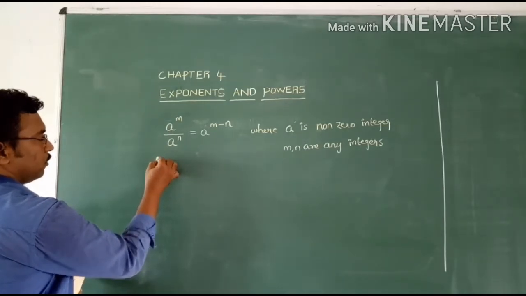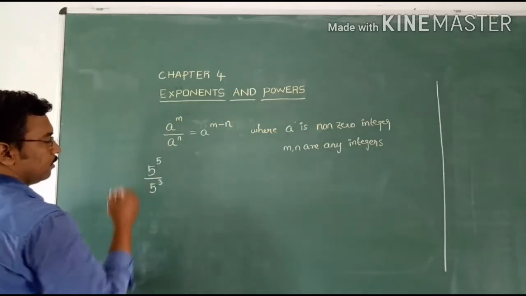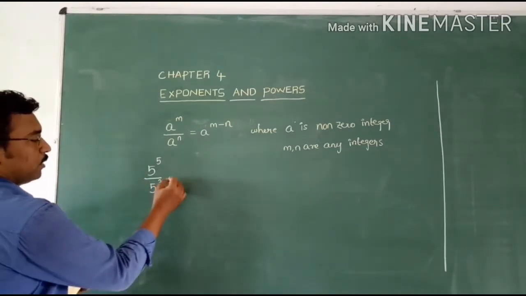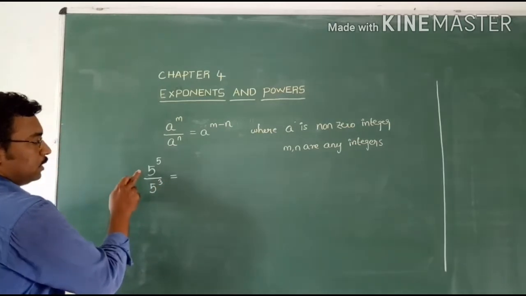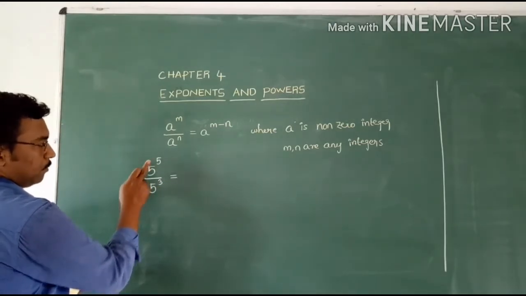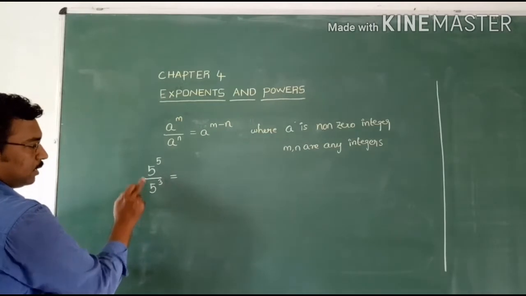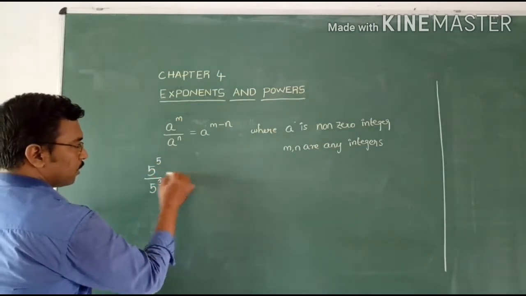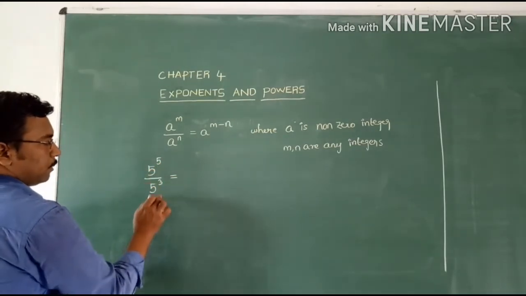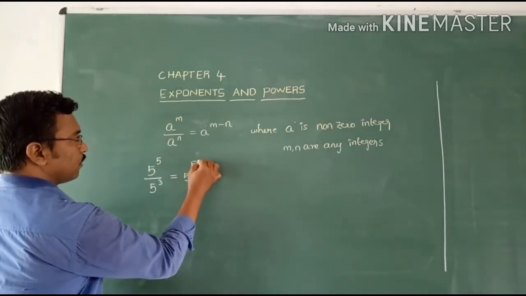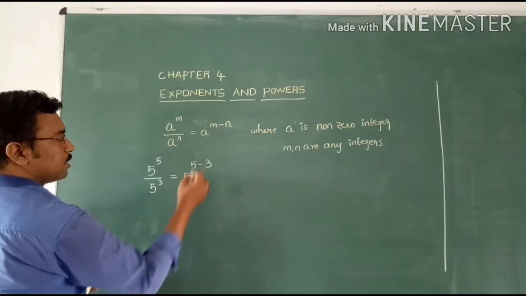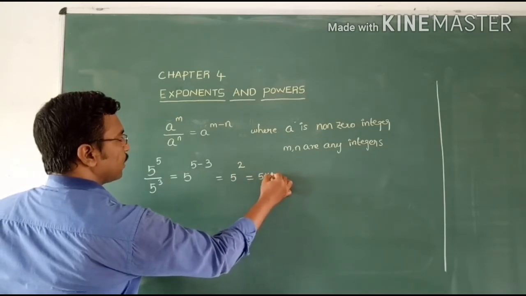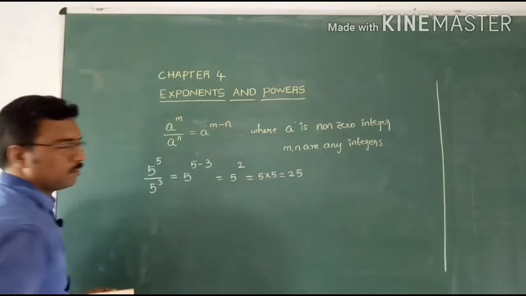5 power 5 by 5 power 3. If the problem is like this, how can we do? This is in the form of a power m by a power n. The bases are same here, 5, so powers are different. So this is in the form of a power m by a power n: 5 power 5 minus 3, m minus n. So this can be written as 5 power 2. 5 power 2 is nothing but 5 into 5, which is equal to 25.